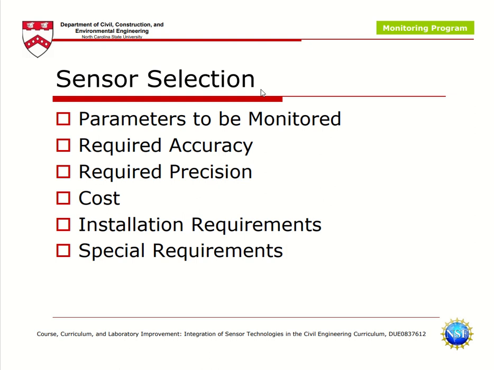Like for the measurement of temperature, what would be the special requirement? The special requirement would be that your sensor should not be made of a material that holds too much temperature, and it should have a display, right? So there are some special requirements for different sensors. Based on that, you pick your sensor.